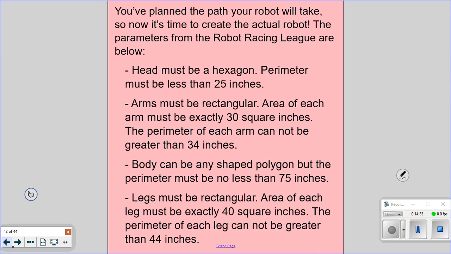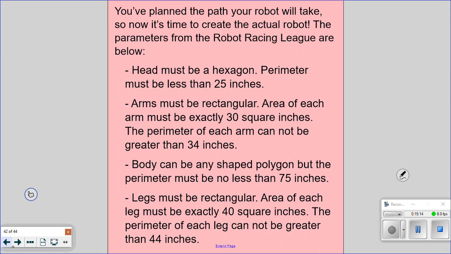The body can be any shape, but the perimeter must be no less than 75. That means it needs to be big, 75 inches or more. The whole body has to be, just the middle part. The legs must also be rectangular. The area of each leg must be exactly 40 inches. Each leg is 40 inches.